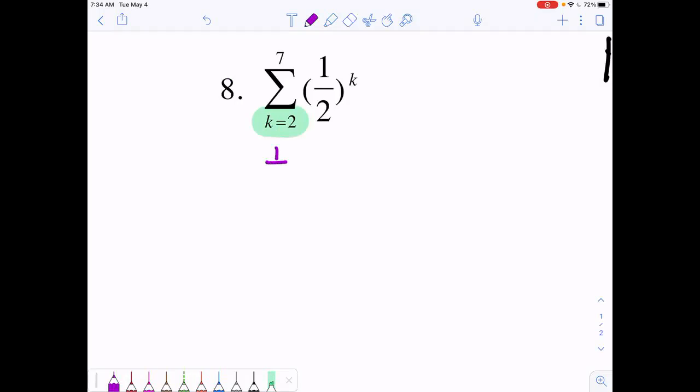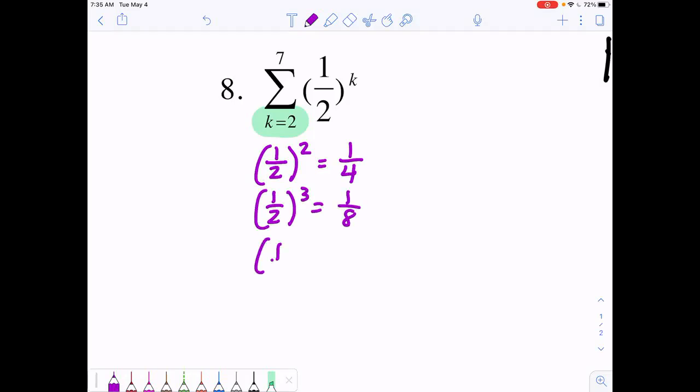So I would have 1/2 squared. When you square a fraction, square the top. Well, 1 squared is just 1. Square the bottom. 2 squared is 4. So 1/2 squared is 1/4. And then I cube it and I get an 8. And then I have 1/16.